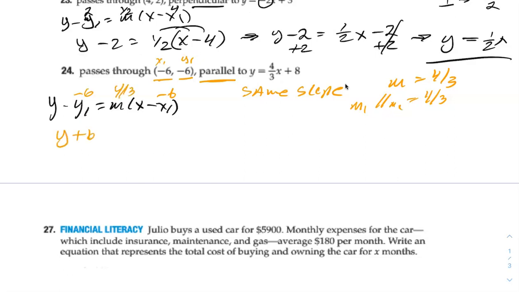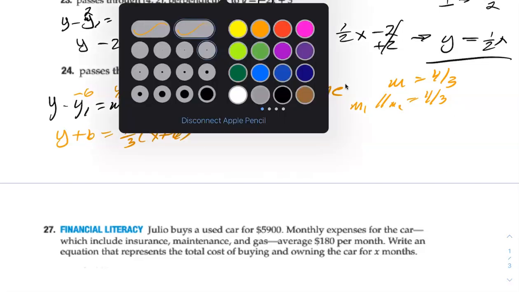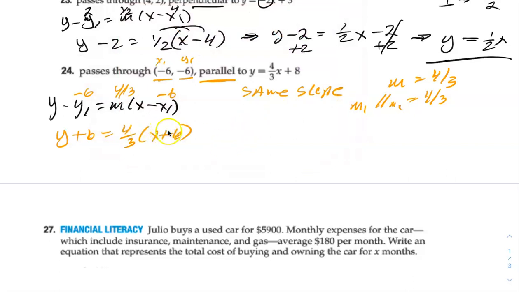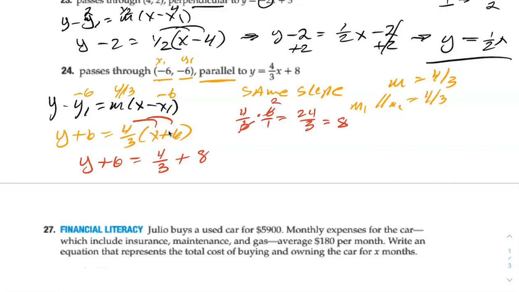So y plus 6 equals 4/3 times x plus 6, double negatives everywhere again. Now again, they did want slope-intercept form, so I do got to distribute. So I get y plus 6 equals 4/3 x plus now 4/3 times 6. Right, so if you want to multiply the top, you get 24 over 3, which is 8. Or you could cross reduce. Either way is fine. You gotta get y by itself, so subtract 6 from both sides. So I get y equals 4/3 x plus 2.